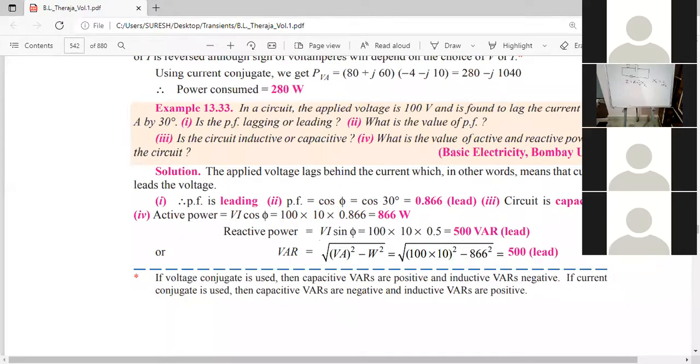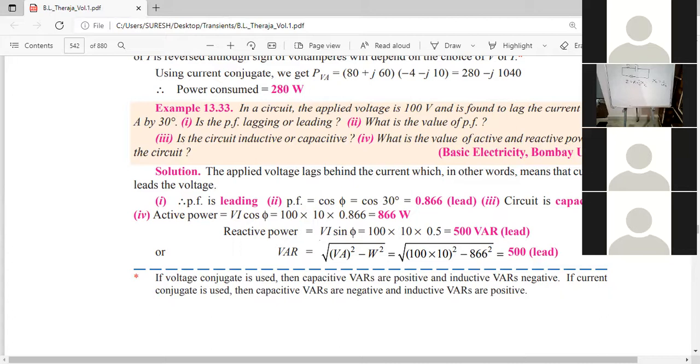If the circuit is capacitive, is the power factor leading or lagging? Leading. In a capacitive circuit, power factor will be leading. In an inductive circuit, power factor will be lagging. So in this problem, since the circuit is capacitive, the first bit is: power factor is leading. Now come to the second bit.